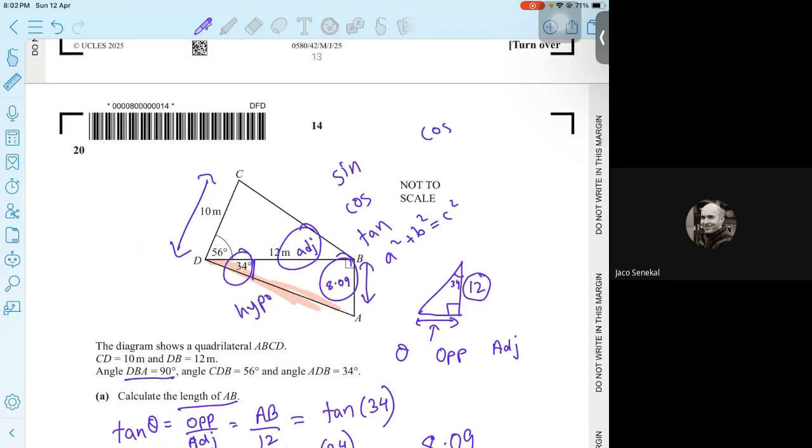So let me use cos. I'm going to use cos 34. So cos is adjacent over hypotenuse. That is 12 over hypotenuse, which is AD. Therefore, my AD is equal to 12 over cos 34. Did any of you find the same value?